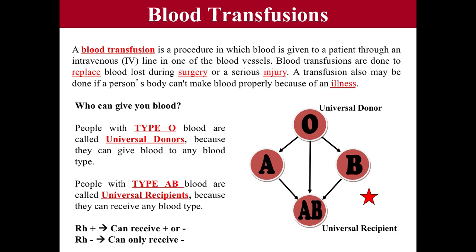Okay, if the arrow does not go in the opposite direction, then that person cannot give that blood. So for example, a person with type AB blood cannot give it to type O. In fact, type O can only receive from itself.